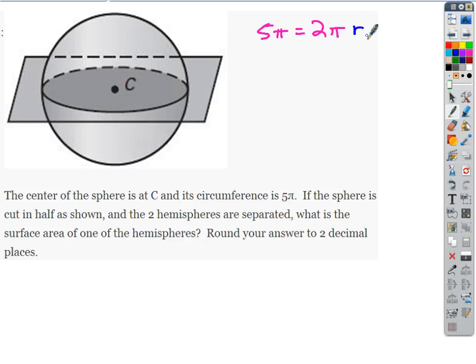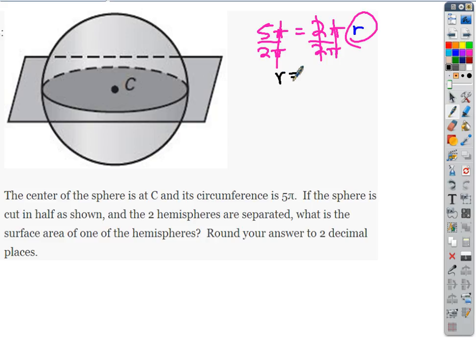Okay, divide both sides by 2 pi, good. So the 2 pi cancels, and I just get my r on one side. On the other side, the pi's cancel. And what is 5 over 2? 2.5. Okay, good. So I know the radius is 2.5.